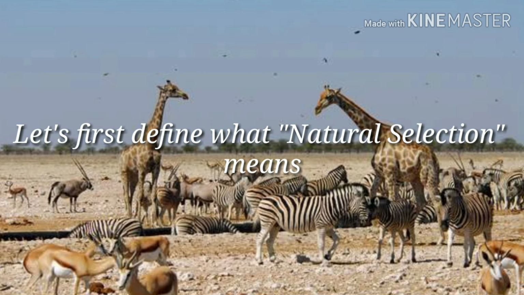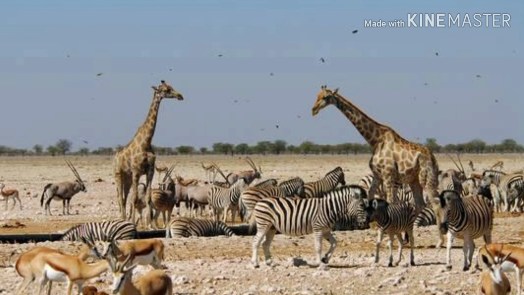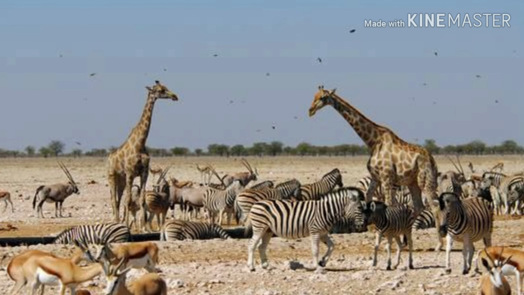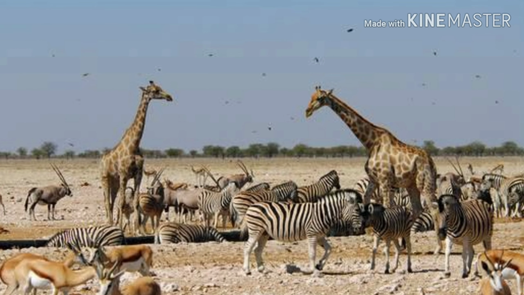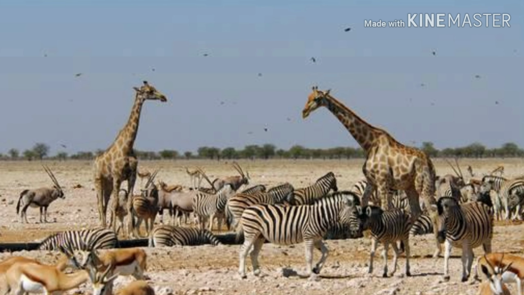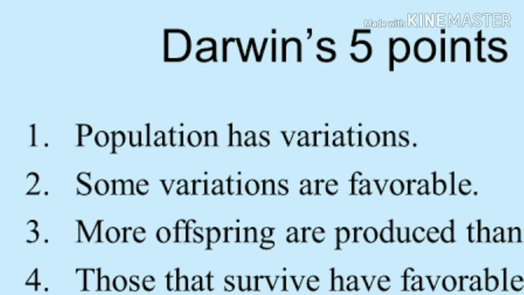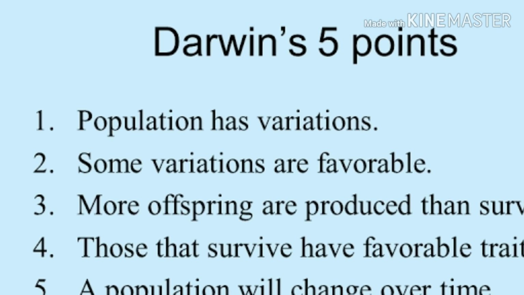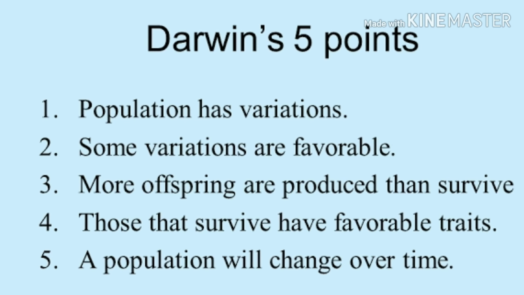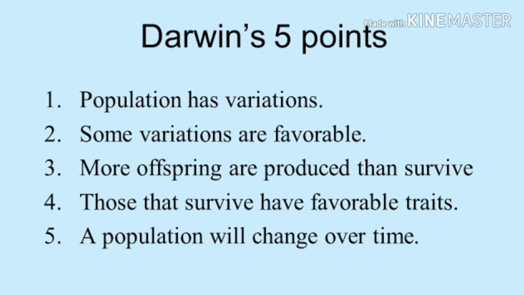Let's first define what natural selection means. Natural selection is the process whereby organisms better adapted to their environment tend to survive and produce more offspring. So now, we're going to discuss the five principles of natural selection proposed by Charles Darwin.